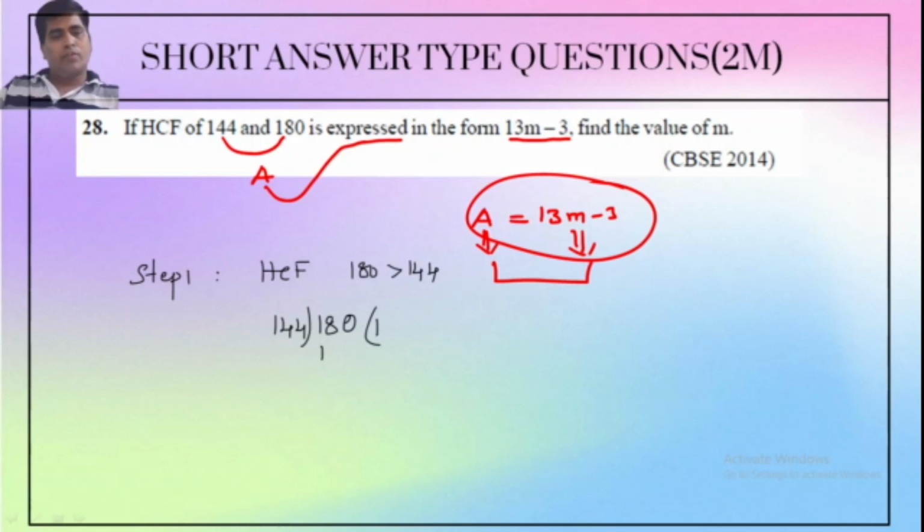So 144 ones are 144. What is left out? I can borrow from here. It is 10, so 6 I can write here. It is 7 minus 4, and 7 minus 4 is 3. So 36. This division will continue until you get 0 as a remainder.